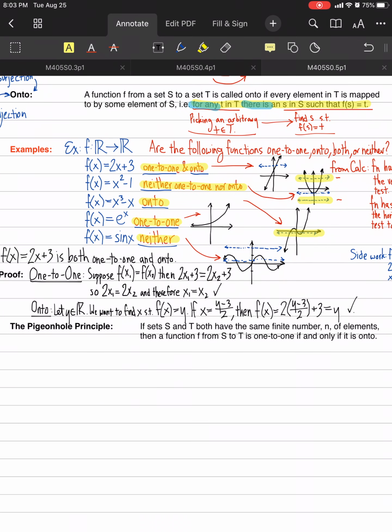There are different versions, different statements of the pigeonhole principle, but the one that I've usually seen and probably is the most useful for you all is if we have two sets, set S and a set T, and they both have the same number of elements, and it's finite. So this doesn't work if you have an infinite number of elements. Then a function from S to T is one-to-one if and only if it's onto.